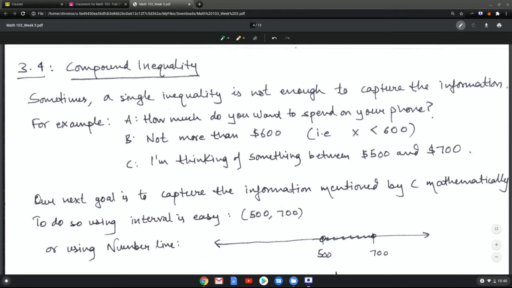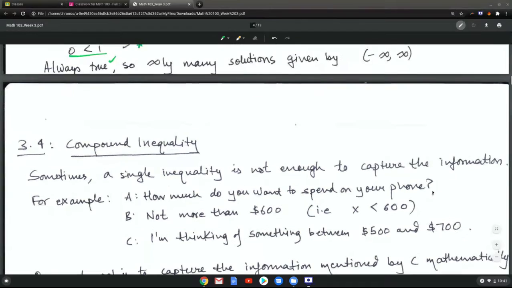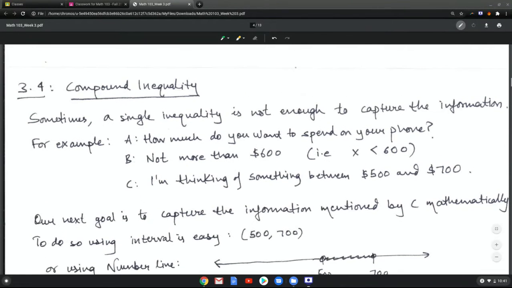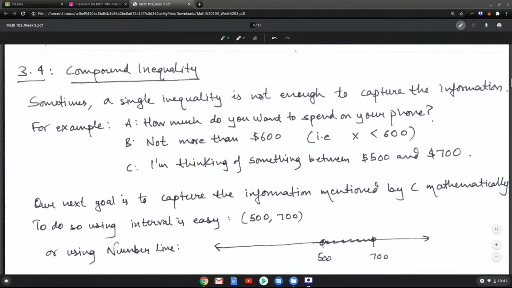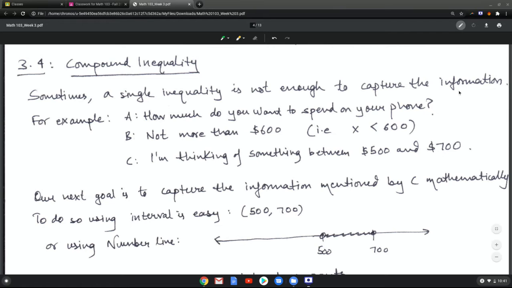Okay, in the previous video we looked at how to solve a regular inequality, and as often in math, we're going to now take it up another level and talk about something called compound inequality. Now, here's the motivation. Sometimes a single inequality is not enough to capture the information.